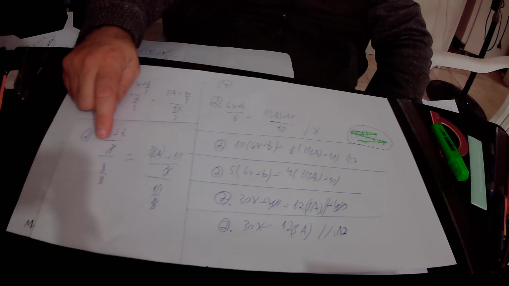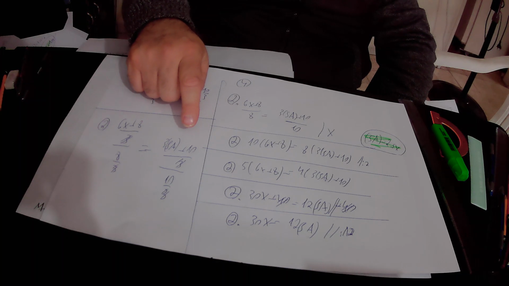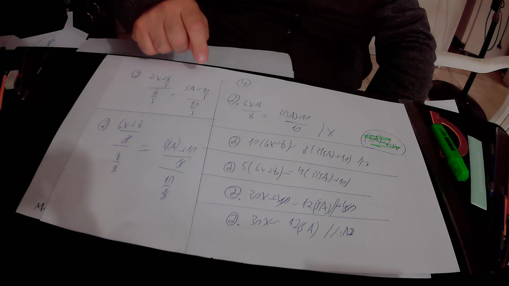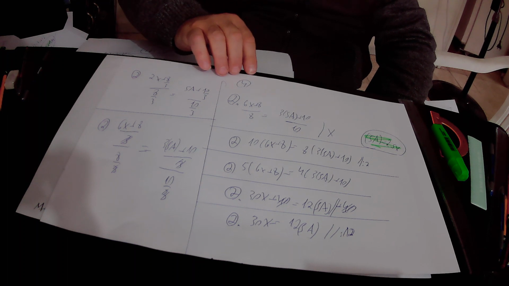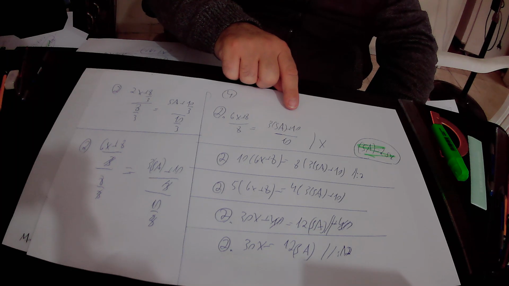Here we have 3 in the numerator, 3 in the denominator, so 3 will get cancelled. And on the other side of the equation, we also have 3 in the numerator, 3 in the denominator, so 3 will get cancelled. After we cancel 3 on both sides of the equation, we are left only with 6x plus 8 over 8, that equals 3SA plus 10 over 10.